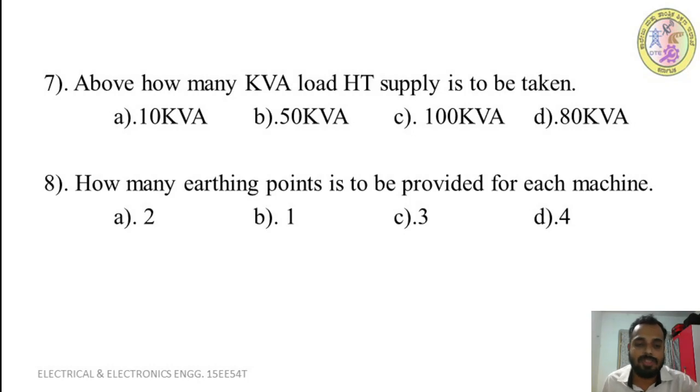Next question. How many earthing points are to be provided for each machine? Each machine has to be provided with how many earthing points? Options are A 2, B 1, C 3, D 4. So these are the options given. So then how many earthing points have to be provided for each machine? It has to be provided with 2 earthing points. The answer is A 2, right?